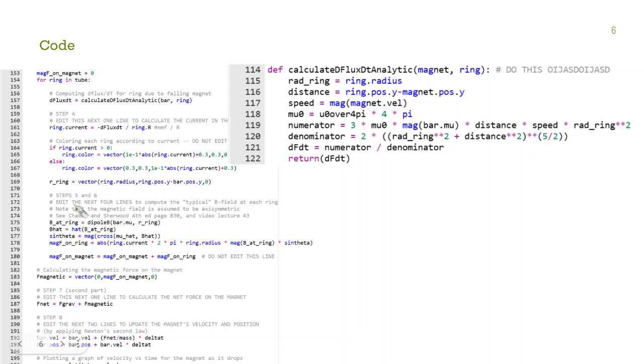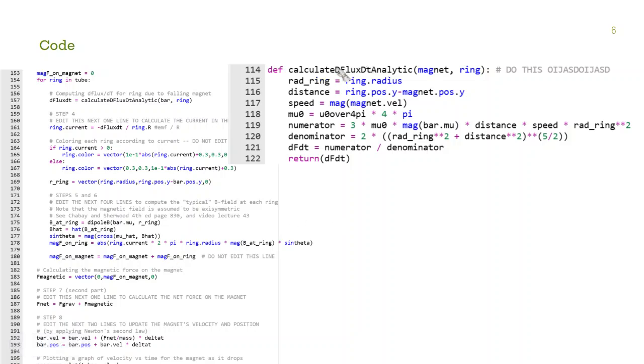We can then use that information to find the B field at the ring, and we can use that to find the magnetic force on the ring. And then we can use the magnetic force on the ring to add that to the magnetic force on the magnet, because, by Newton's third law, each force has an equal and opposite reaction.